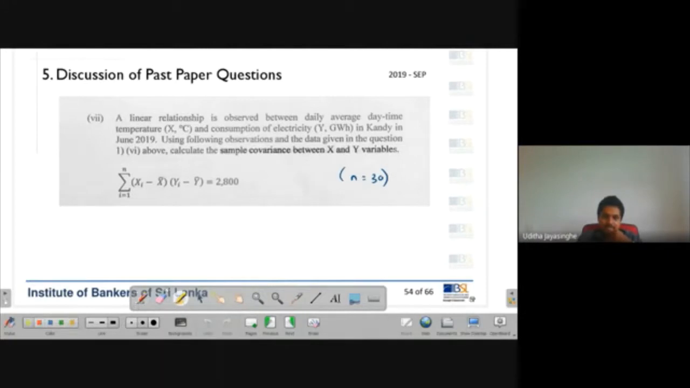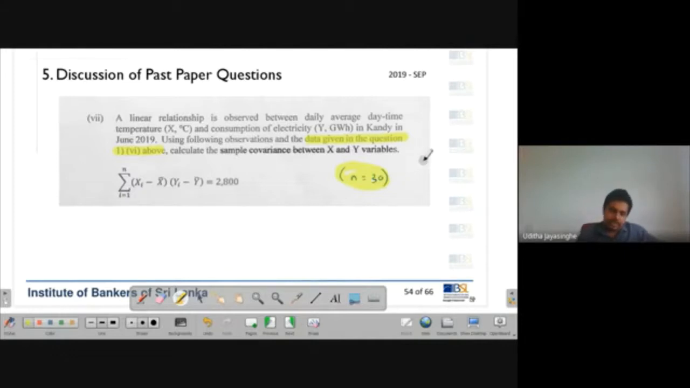Look here. The question is asking for the data given in question number 6 above. The only missing piece from question number 6, which we don't have in question number 7, is the number of observations. So I've taken n is equal to 30 from my question paper.